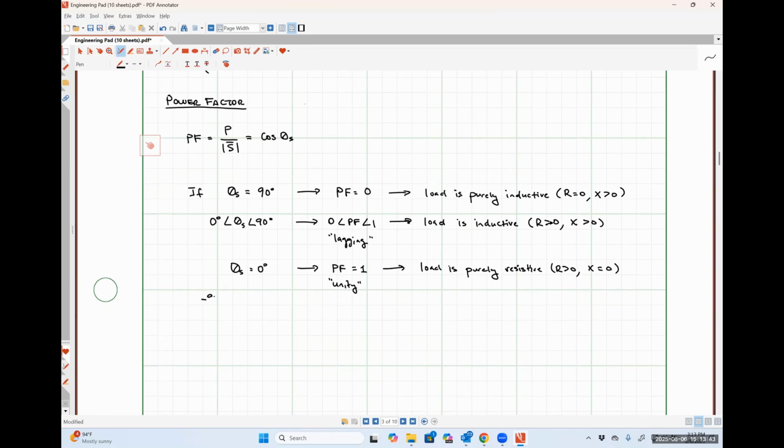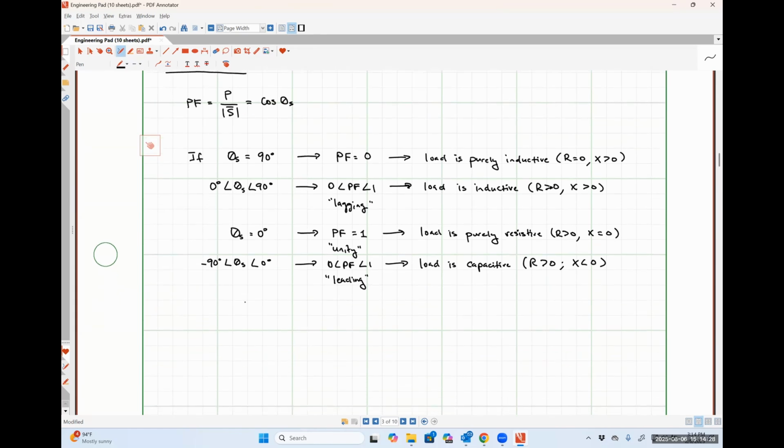For the case where our power factor angle is between negative 90 degrees and 0 degrees, once again, our power factor is going to be between 0 and 1. But this time we're going to call it a leading power factor because our current is leading our voltage. And this means that our load is capacitive, where R is greater than 0 and X is less than 0.